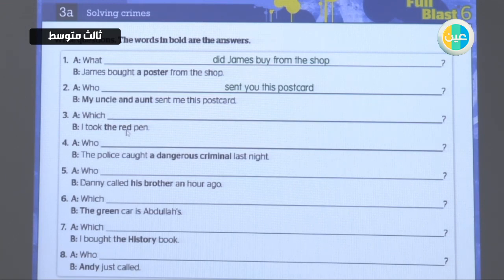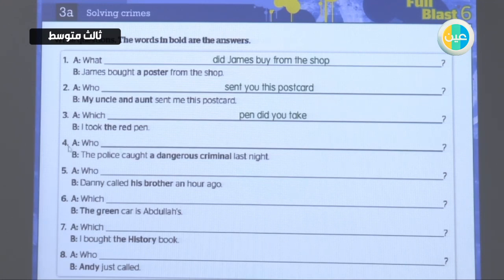We're asking here about the red pen. Is it subject or object? Let's see. Which pen did you take? We use WH plus did, which is the auxiliary, plus the verb. Why? Because we're asking about the object, which is the red pen.